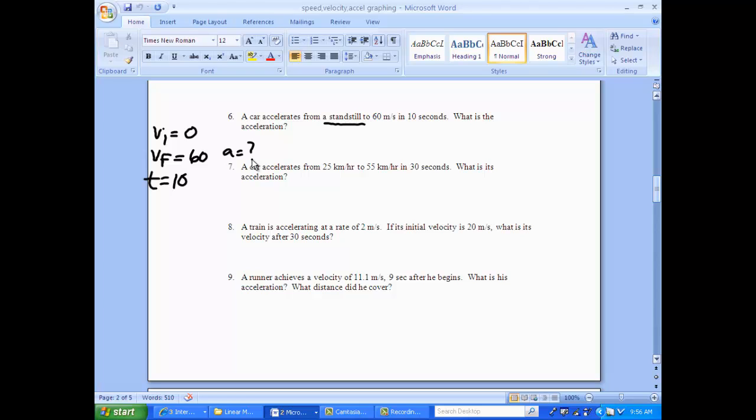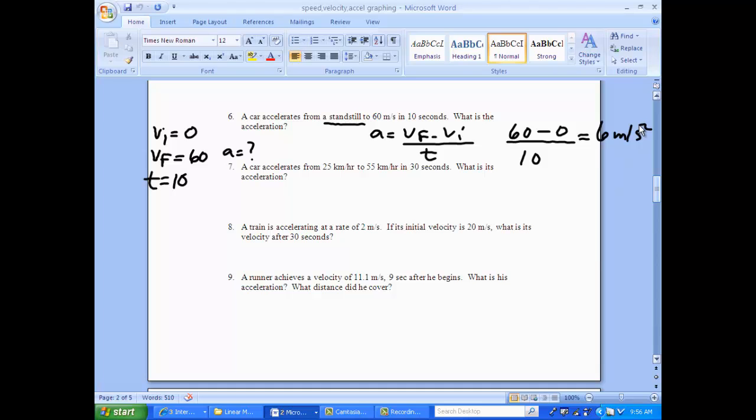So now, again, I think all of you would realize that we have to use the acceleration formula here. But if you didn't, look at your formula bank, figure out which ones these fit into. So therefore, we're going to have acceleration equals Vf minus Vi over t. Vf is 60. Vi is 0. Time is 10. So therefore, what is the acceleration of this car? 6 meters per second squared. Good. There it is. Very straightforward. So any questions on 6?